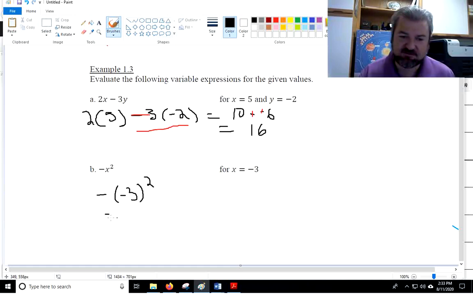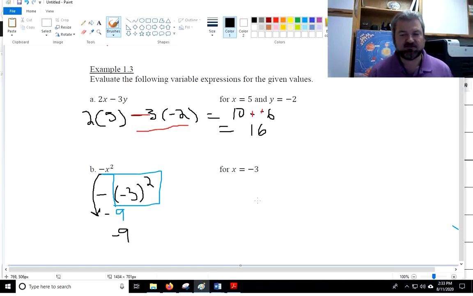So that is going to become this part here. I'll do this part here first. This becomes a positive 9. However, there was also this negative on the outside from here, right? That negative brought that down. So the answer is negative 9. And it's kind of interesting if you think about evaluating example B for a positive 3, you also get negative 9. That negative out in front kind of forces our answer to be negative.